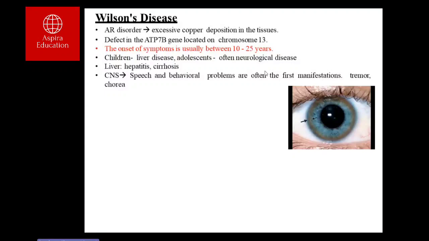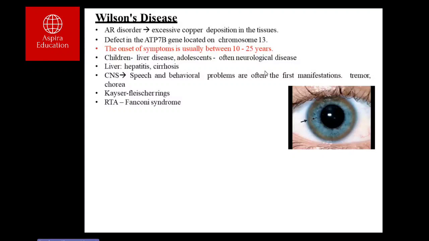CNS disturbance is more common in adolescent patients, where the patient can come with speech and behavioral problems. Often the first manifestation could be tremor or chorea as well. You can also notice some KF rings, Kayser-Fleischer rings. RTA could be another rare manifestation of Wilson's disease. RTA stands for renal tubular acidosis.